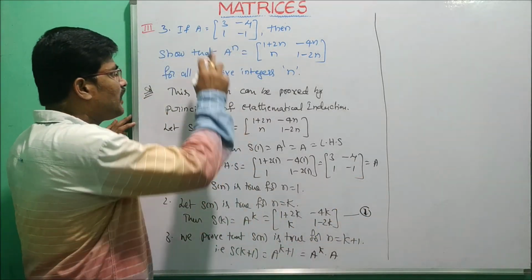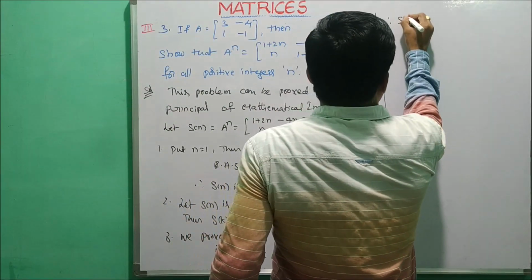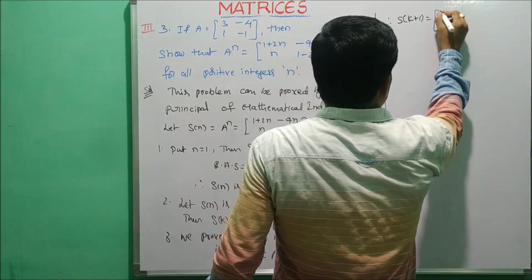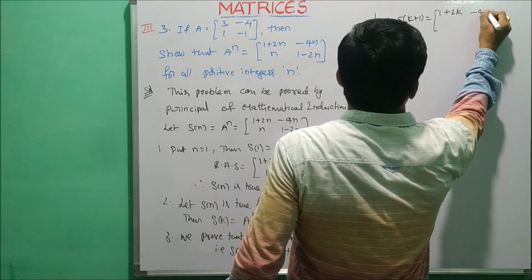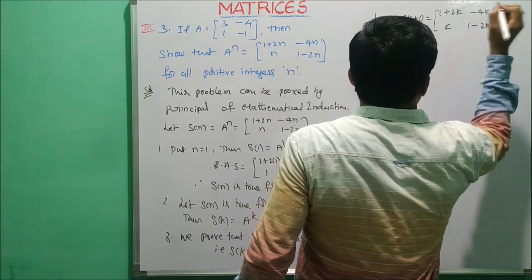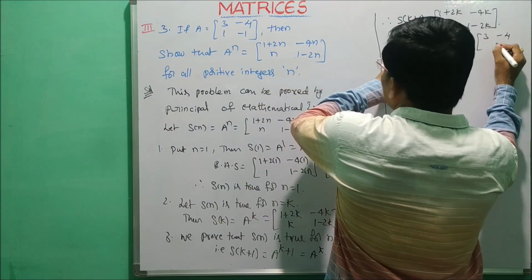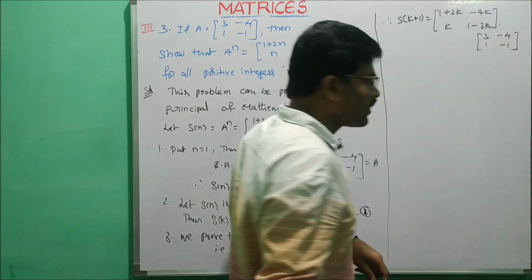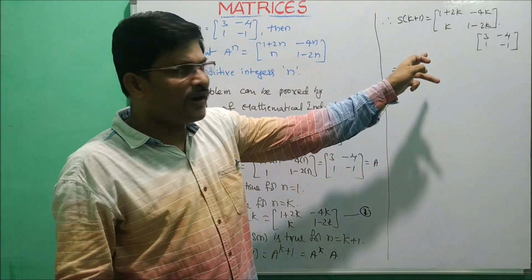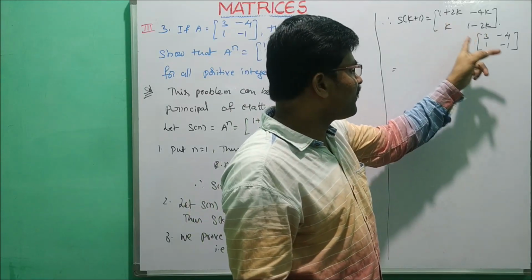Using equation 1 and the given matrix A, we substitute those values. Therefore, S of k plus 1 equals, A power k is the matrix 1 plus 2k, minus 4k, k, 1 minus 2k, into the matrix A, which is 3, minus 4, 1, minus 1. Now multiply these two matrices. These are square matrices of order 2 by 2, so the multiplication condition exists. Therefore multiply the first matrix with the second matrix.